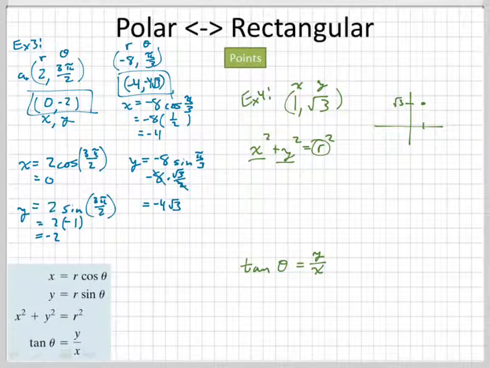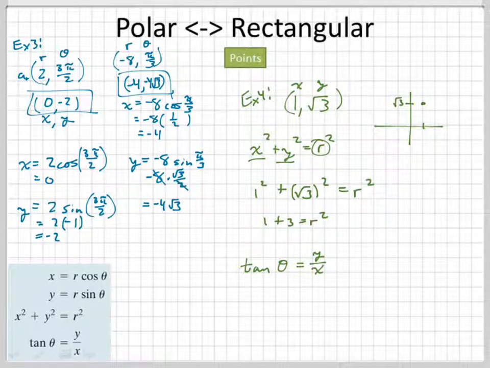So for the x, we're going to plug in 1, so it's going to be squared. And then we're going to plug in rad 3. That's going to be squared also. And then we have that equals r squared. So this is going to be 1 plus 3 equals r squared. And then that's going to be a 4 right there equals r squared. We square root both sides, r is going to equal 2.